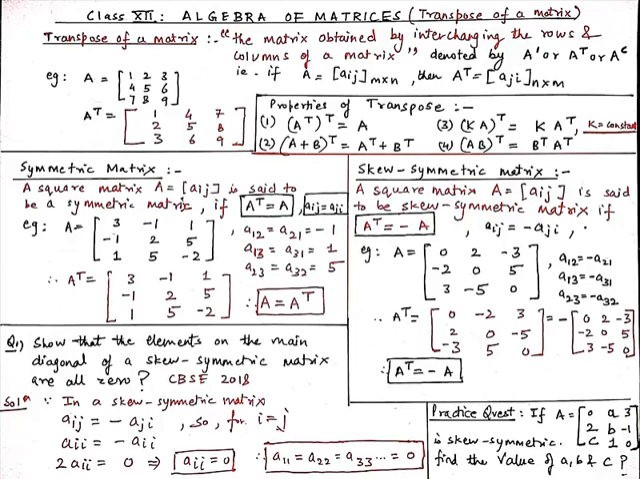So let's say I have taken a matrix A which is 1 2 3, 4 5 6, 7 8 9. So transpose of this A matrix will be when we interchange the rows with columns and columns with rows. So our first row in A matrix, which is 1 2 3, will become column of our transpose matrix, which is 1 2 3, and so on. Second row of A matrix will become second column of our transpose matrix and third row of A matrix will become third column of our transpose matrix. So our transpose matrix A^T is equal to 1 4 7, 2 5 8, 3 6 9.